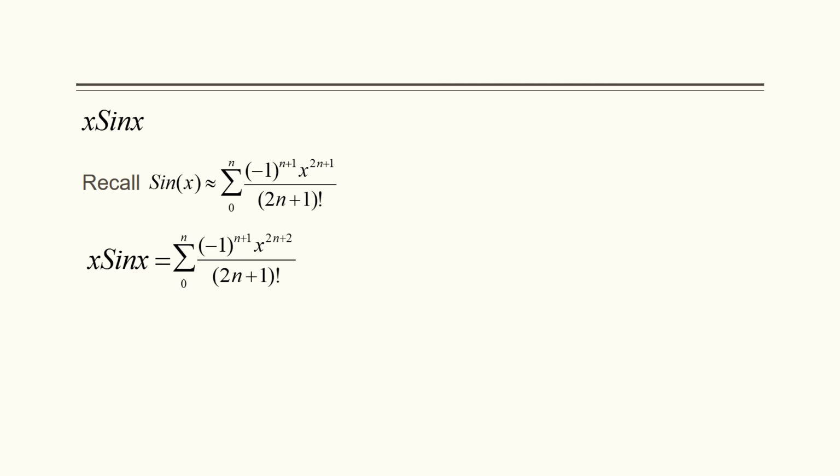So in order to get x sine of x for the power series, we basically multiply x to both sides. Then we can get x sine of x is equal to sigma negative 1 to the n plus 1, x to the n plus 2 over n plus 1 factorial, like this example.